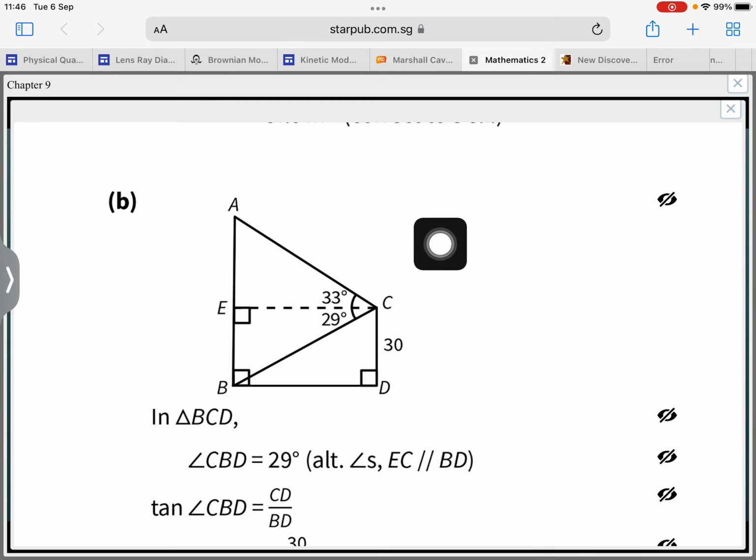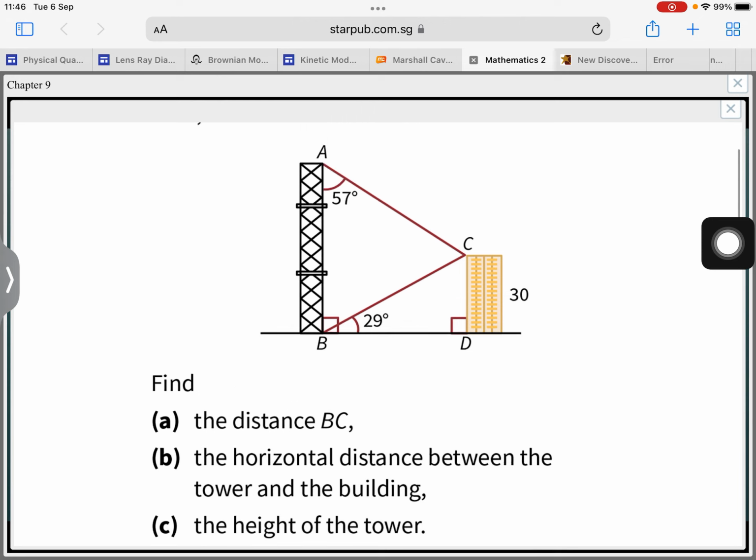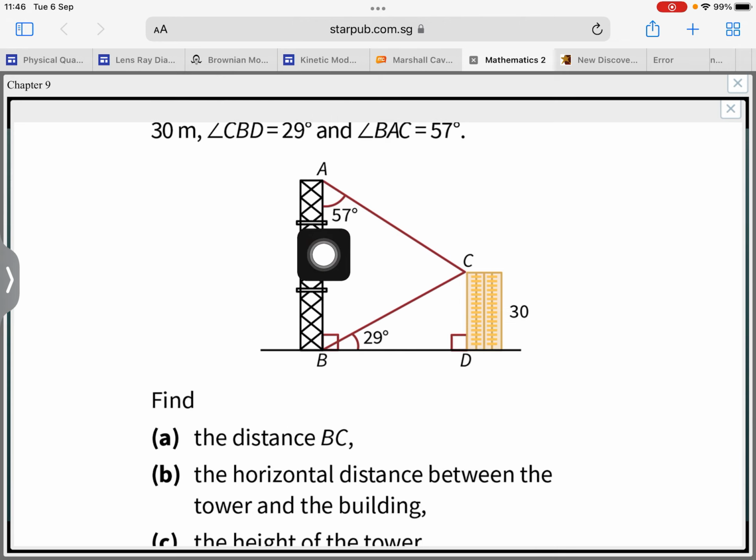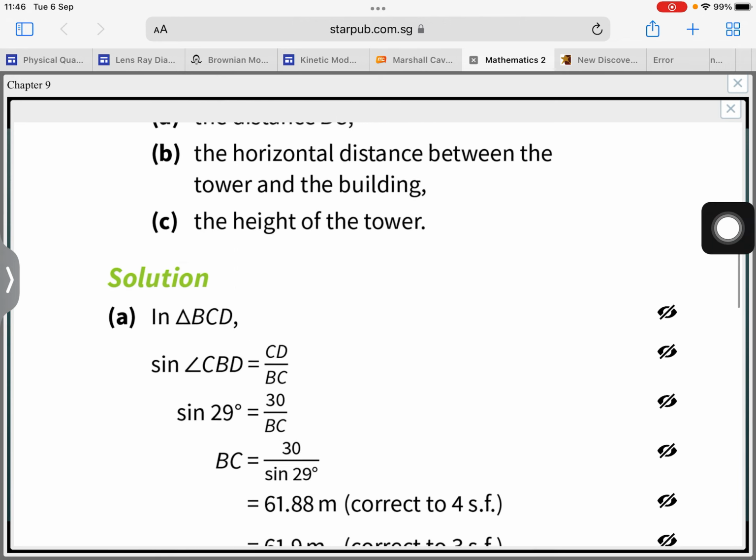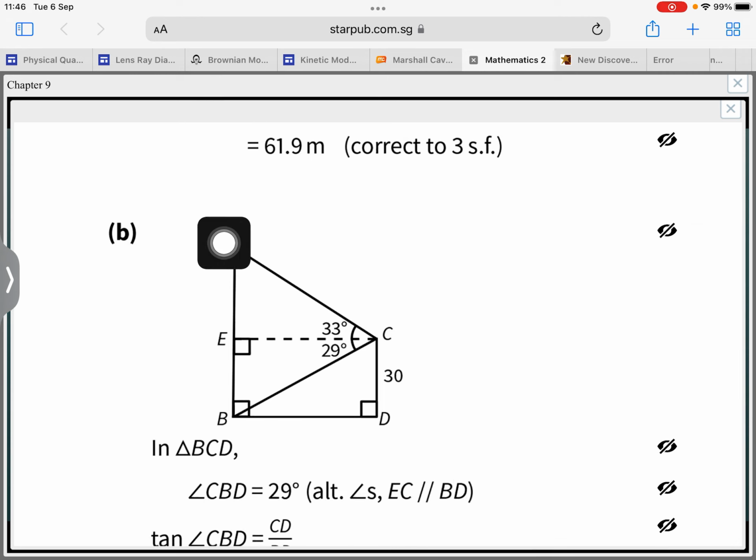How do I know that this is 33? Let's take a look. If this is 57 degrees, then AEC is a right angle triangle. This is 90, this is 57, so this will be 180 minus 90 minus 57. I get 33 degrees. So this is how I do my setting up.